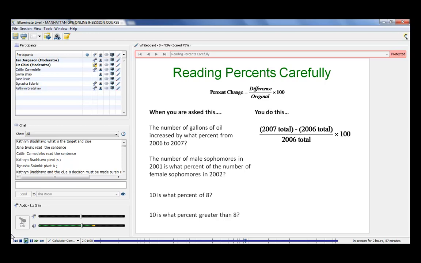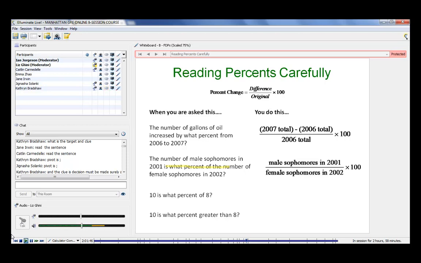Okay, number of male sophomores in 2001 is what percent of the number of female sophomores in 2002? I love this type of problem. It's all about setting it up. It's what percent of. How would you set that up? Let's see some typing. All right, I need a little more of an equation, Emma. The number of male sophomores, how would I solve for this? In 2001 is what percent of the number of female sophomores? Okay. All right, yeah, Catherine has it.